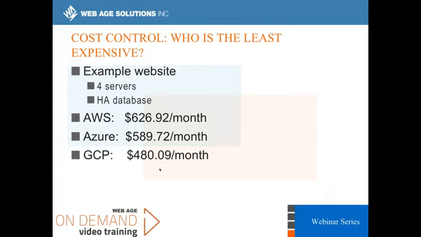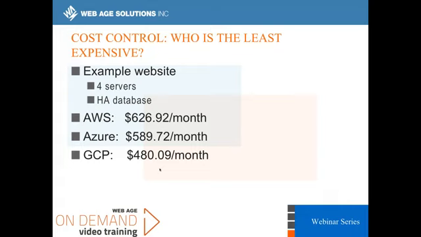Almost a third less. Now these prices here are what we call on-demand prices. This is literally out of the book, and the price is generated by the calculators themselves. There is no discount applied for things like reserved instances or for contracts with the supplier itself. So if you're just doing on-demand, Google is typically the least expensive.